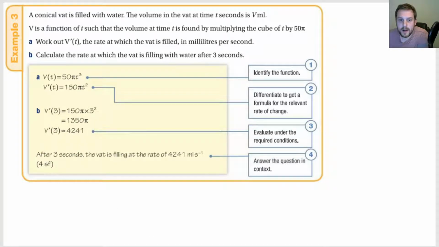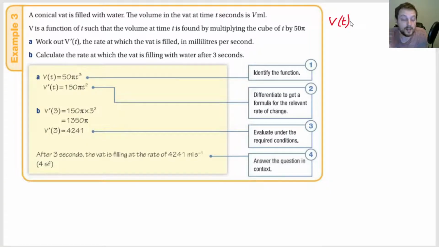So if I talk about example 3 first of all, it says we've got a conical vat which is filled with water. So this is just a cone that's full of water, and the volume in the vat at time t seconds is v. So v is actually a function of t. This is the first thing to take note of: the volume is a function of time.